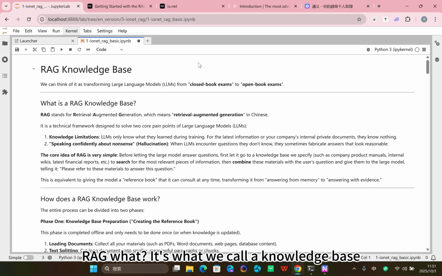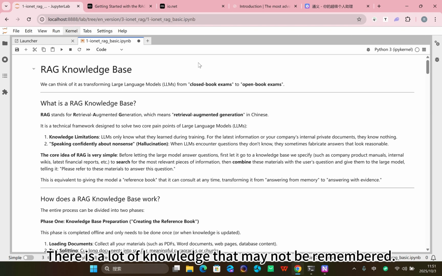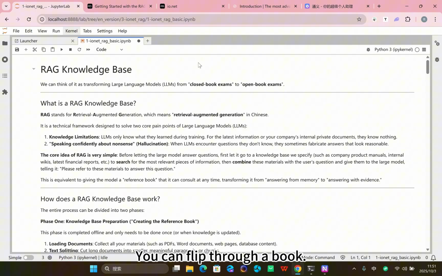RAG, what is it? It's what we call a knowledge base. Imagine we go straight to the big model and get an answer from its brain, from its memory. It's like taking a closed book exam, but there is a lot of knowledge that may not be remembered. With a RAG you can flip through a book, like an open book exam. This book is our RAG knowledge base.